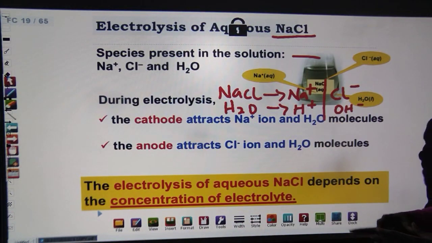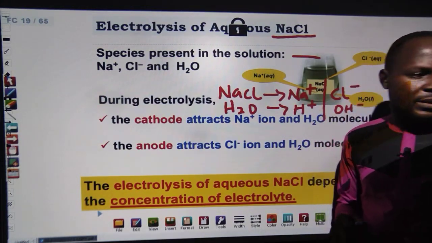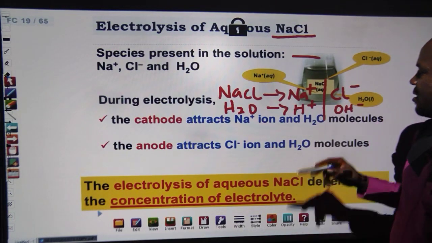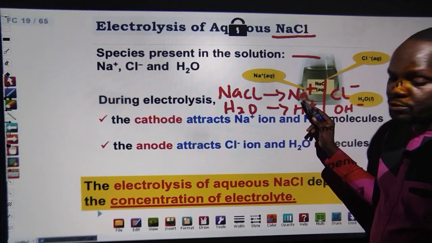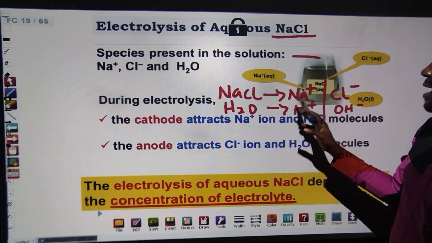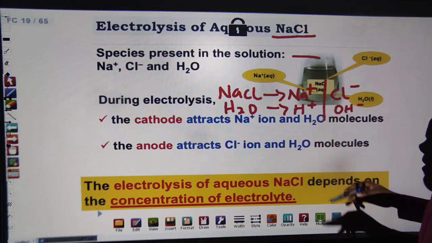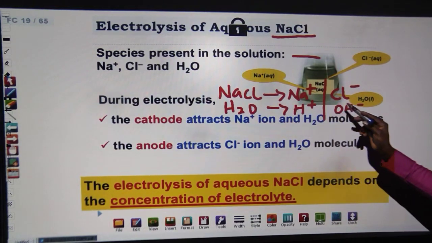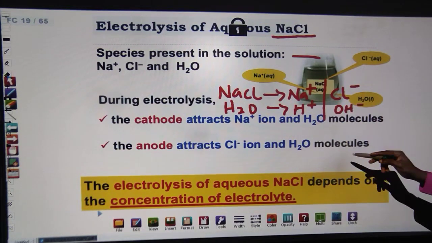Like I said in the beginning, the more positive ion at this compartment is the one that is going to be discharged. The more negative is at the cathode. Cations will move to the cathode, and anions will move to the anode. So here, the cathode attracts more sodium ions than that of water. And at this compartment, more chloride ions are attracted than hydroxide.